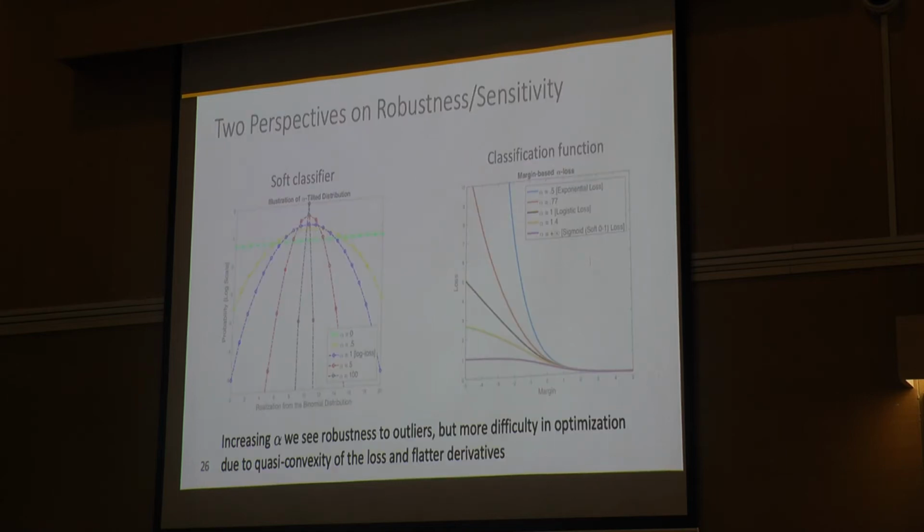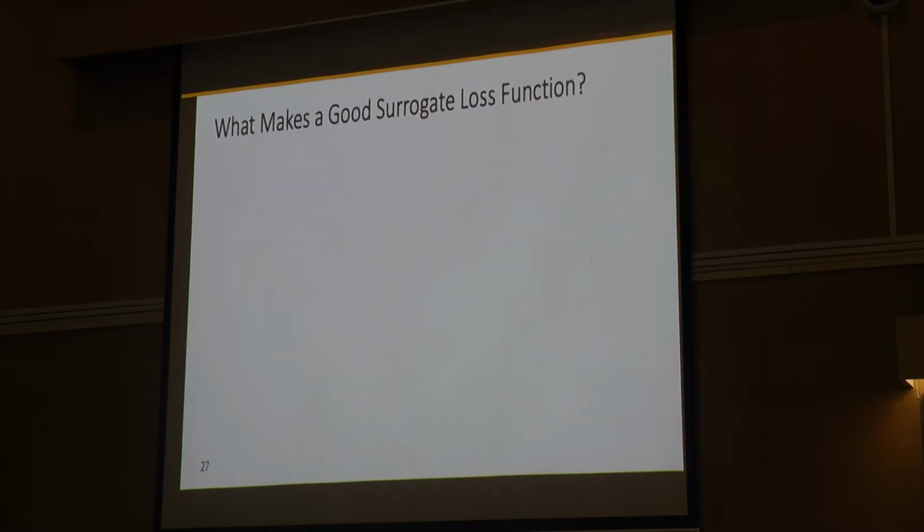All right, so you have these two perspectives, and I sort of told you this. When you increase alpha, you get robust to outliers. But keep in mind, these curves get flatter and flatter. They get quasi-convex. It's going to be harder to optimize, and I'll tell you exactly how hard it is to optimize formally. On the other hand, for alpha less than 1, it's pretty convex, and you'll see how it's useful.